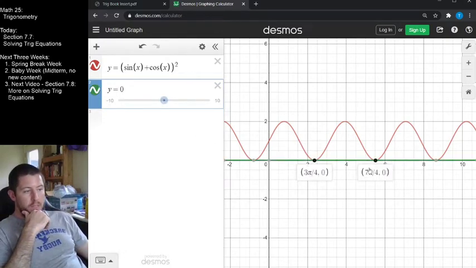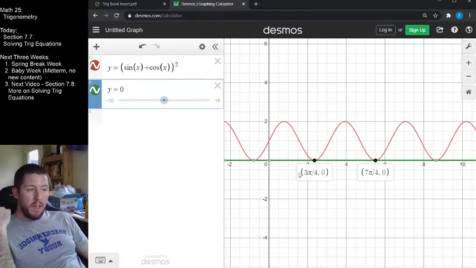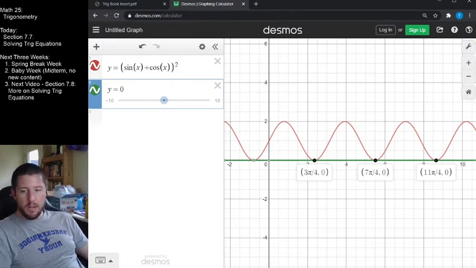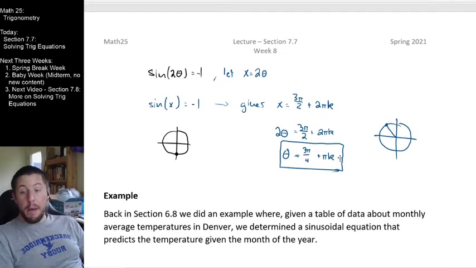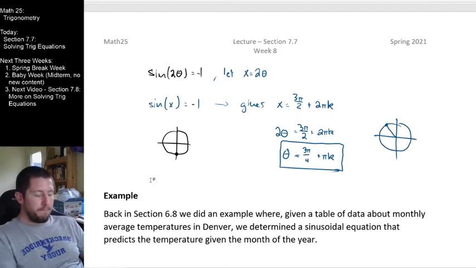And I'm going to see here. There's my 3 pi fourths. There's my 7 pi fourths. These are the 3 pi fourths family. This is 3 pi fourths plus 1 pi got me to my next one. Plus 2 pi would get me to my next one. Plus 3 pi gets me to my next one. These are exactly the solutions that we ended up with right here. The 3 pi fourths plus only pi k, because we divided everything by 2 with that theta right there.